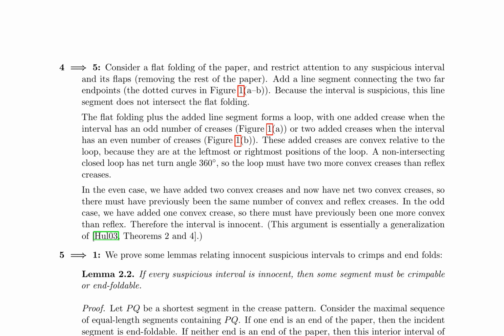Here is a combined summary of pages 5 and 6 of the research paper. The authors consider a flat folding of a paper and restrict their attention to a suspicious interval and its flaps, adding a line segment connecting the two far endpoints. This forms a loop with one or two added creases, which are convex relative to the loop. The net turn angle of a non-intersecting closed loop is 360 degrees, implying that the loop must have two more convex creases than reflex creases. This leads to the conclusion that the interval is innocent.